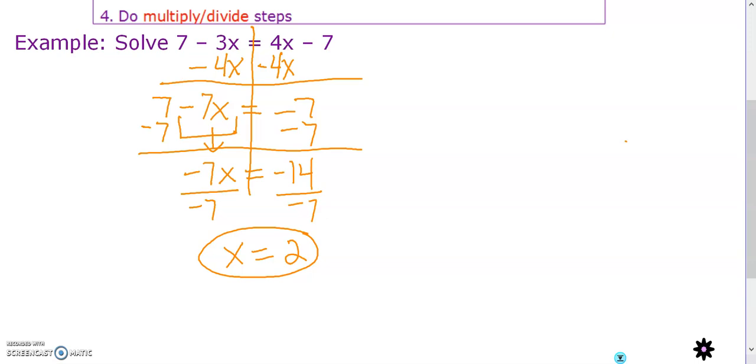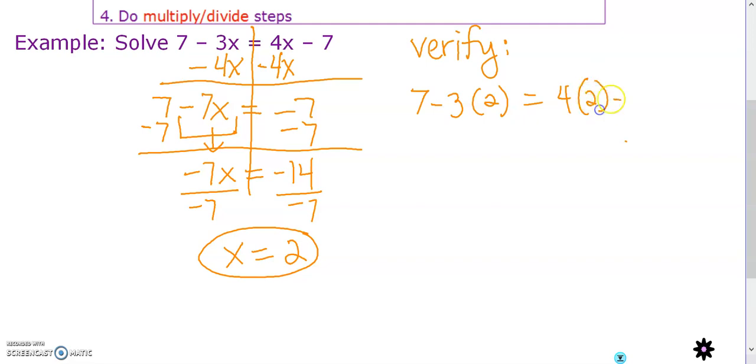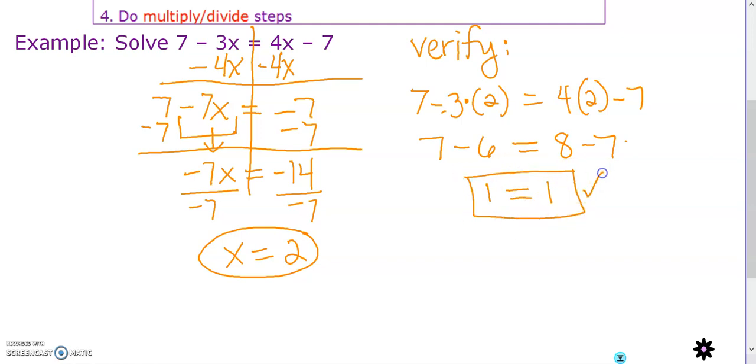Of course, we can verify. On this space over here, I'm going to verify. I think my answer is 2, but you know what? I'm never sure until I check. So I have 7 minus 3 plug in 2 should equal 4 plug in 2 minus 7. So let's see. Make sure you follow your order of operations. I see a minus and I see that invisible multiplication dot. I've got to do the multiplication first. So I have 7 minus 6 equals 4 times 2 is 8 minus 7. Let's see. 7 minus 6 is 1. 8 minus 7 is 1. That's a true statement. We must have gotten our equation correct.